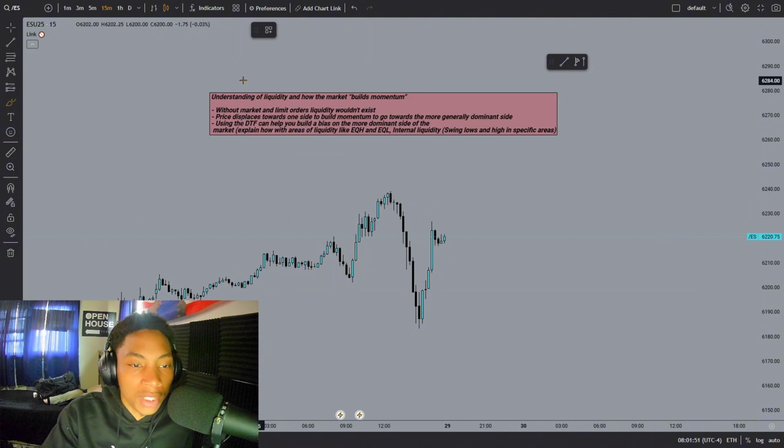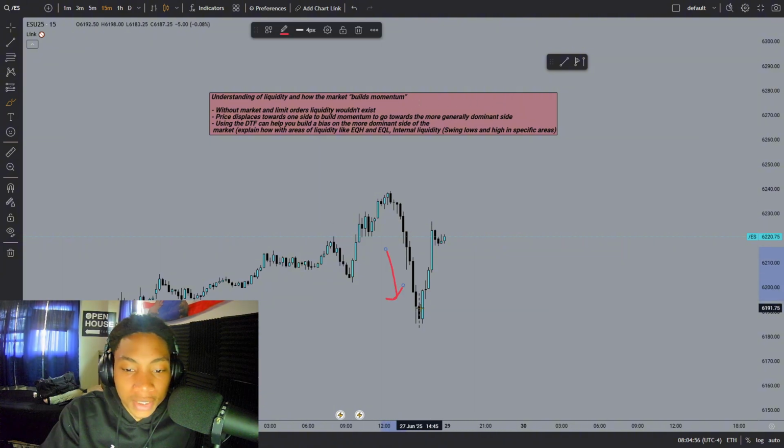So now we need an understanding of liquidity and how the market builds momentum. So the first thing we need to understand is that without market or limit orders, liquidity in general wouldn't exist. So we got to understand that retail traders, institutions, and banks fuel the market to move either to the upside or to the downside. So in order to build momentum to go towards the generally dominant side of the market, price needs to displace and fill orders before doing so.